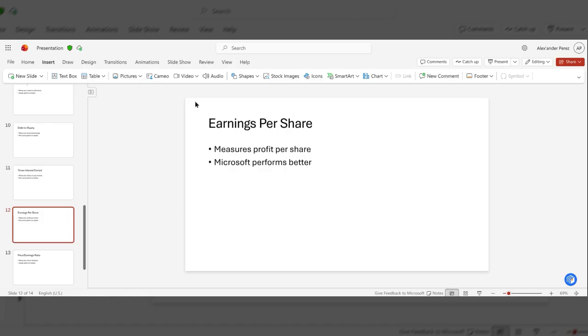Earnings per share. This measures profit per share. Microsoft performs better again. In this case, EPS shows how much profit each share earned. Microsoft's higher EPS indicates stronger earnings performance.